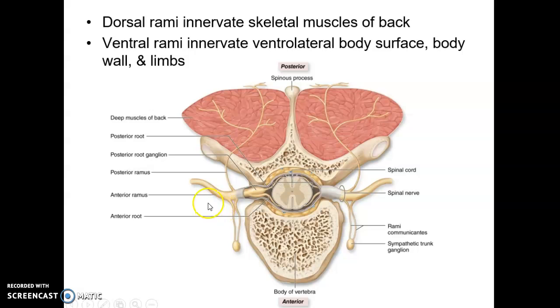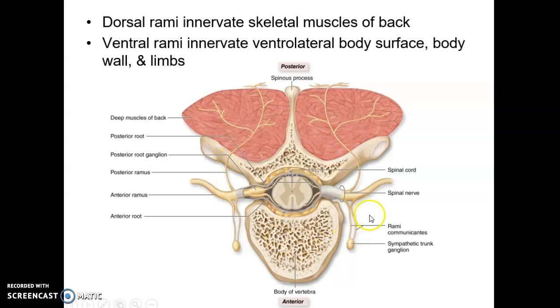The ventral rami innervate the ventrolateral body surface, meaning towards the front and laterally, and the body wall, and then the limbs, the upper and lower limbs. So there's more body structures to innervate by the ventral rami. Notice that they are considerably thicker and bigger than the dorsal rami.